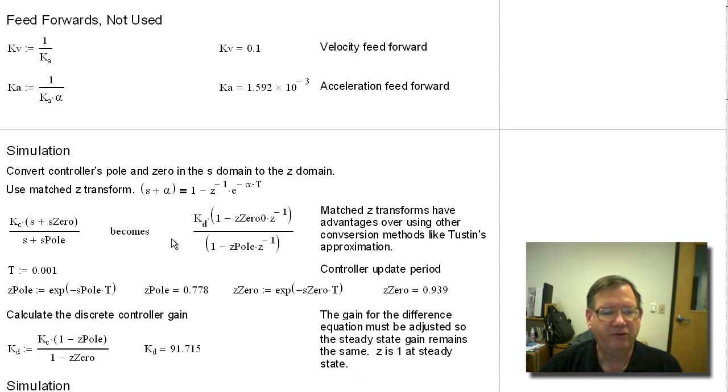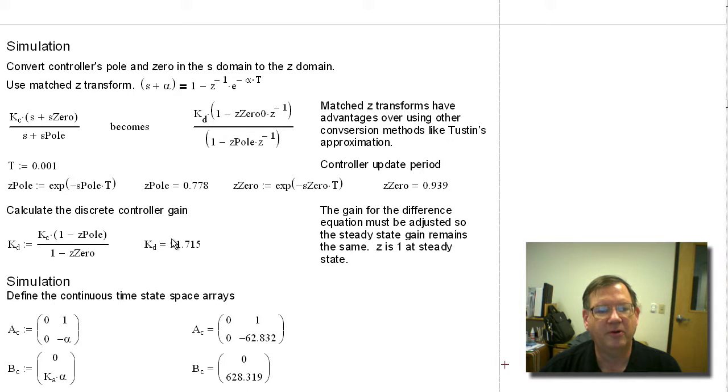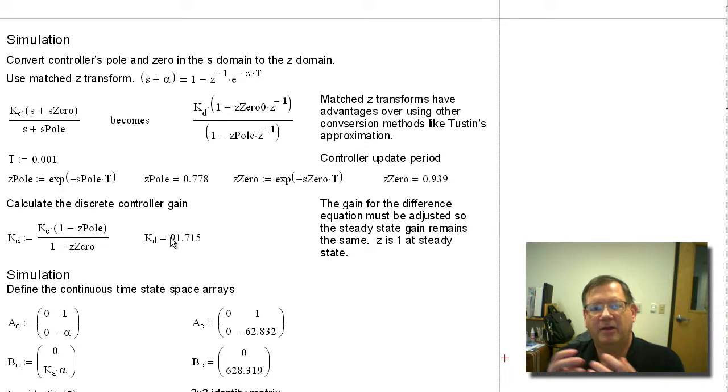Now here we get into some tricky part in the simulation. What we're going to have to do is convert the controller from the S domain to the Z domain. And to do that, we're going to use a technique called matched Z transforms. And I like matched Z transforms over Tustin's because it doesn't add extra zeros to the system, and it keeps the system simple, except you have to do a little bit of scaling. So let's just go through the procedure here.